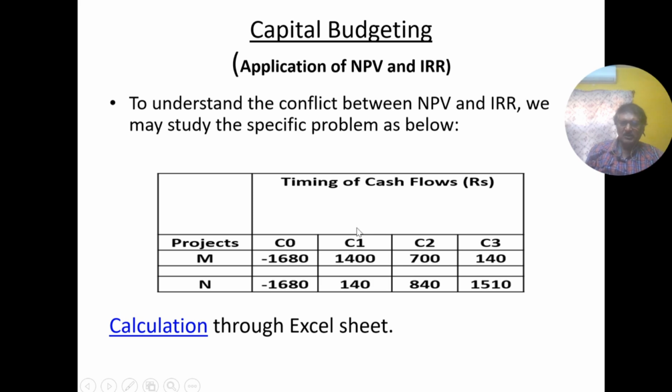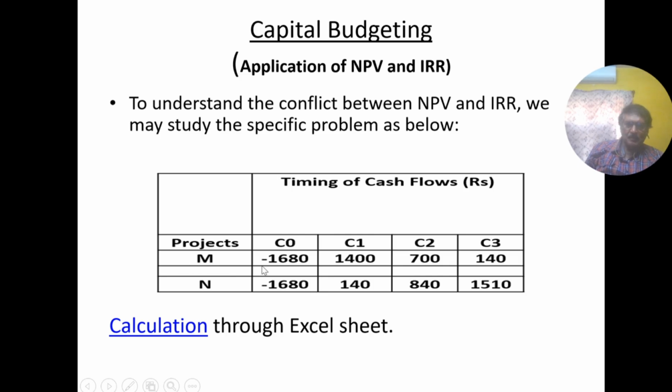I have not taken very high values, because high value and low value, the decision criteria is same. That's why we have taken not very high figures for discussing the problem. Okay. For project M, negative means outflow of fund and positive means inflow of fund or cash flows.